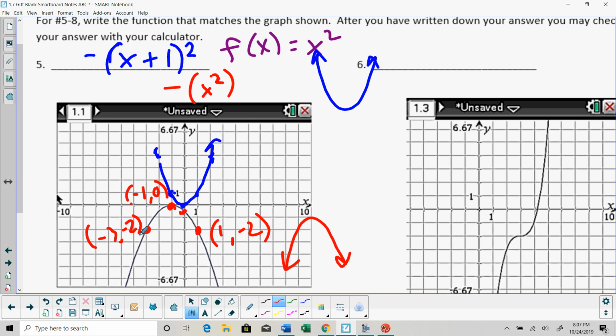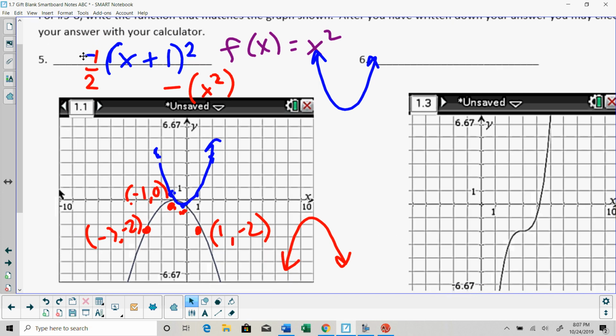So if I'm right about this, then we're going to need to throw a 1/2 in front of this function. Let me erase this and start again, making this a little neater. So we are going to need to squeeze in the 1/2 in front of the function, and we still need that negative. So I think this should be our equation for this graph.